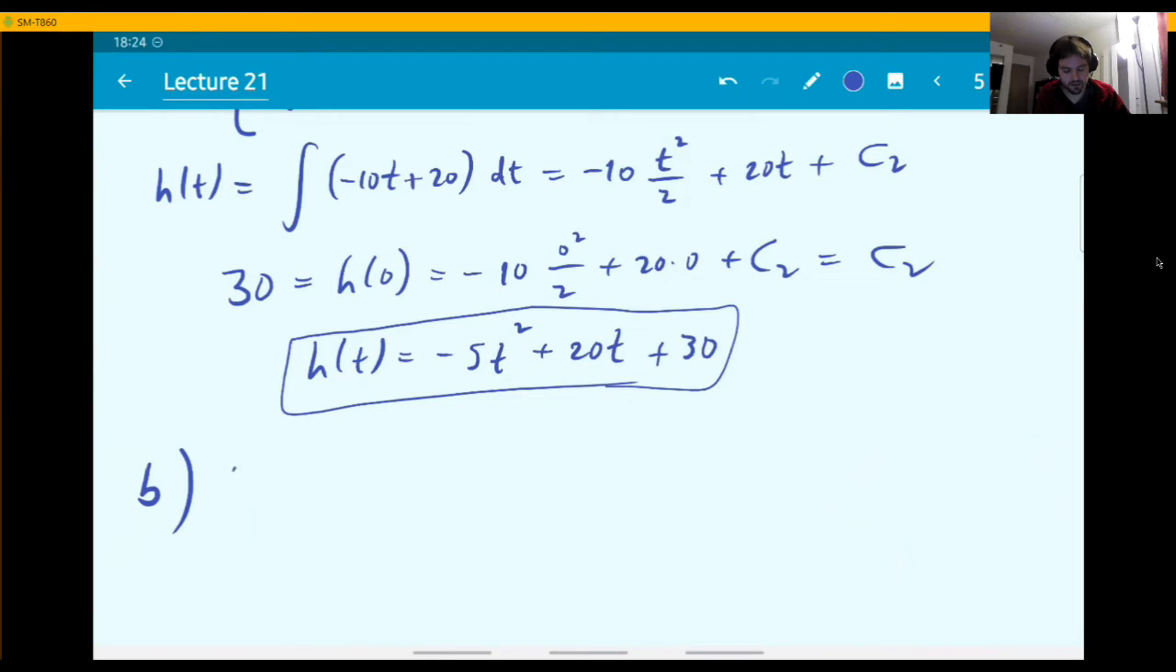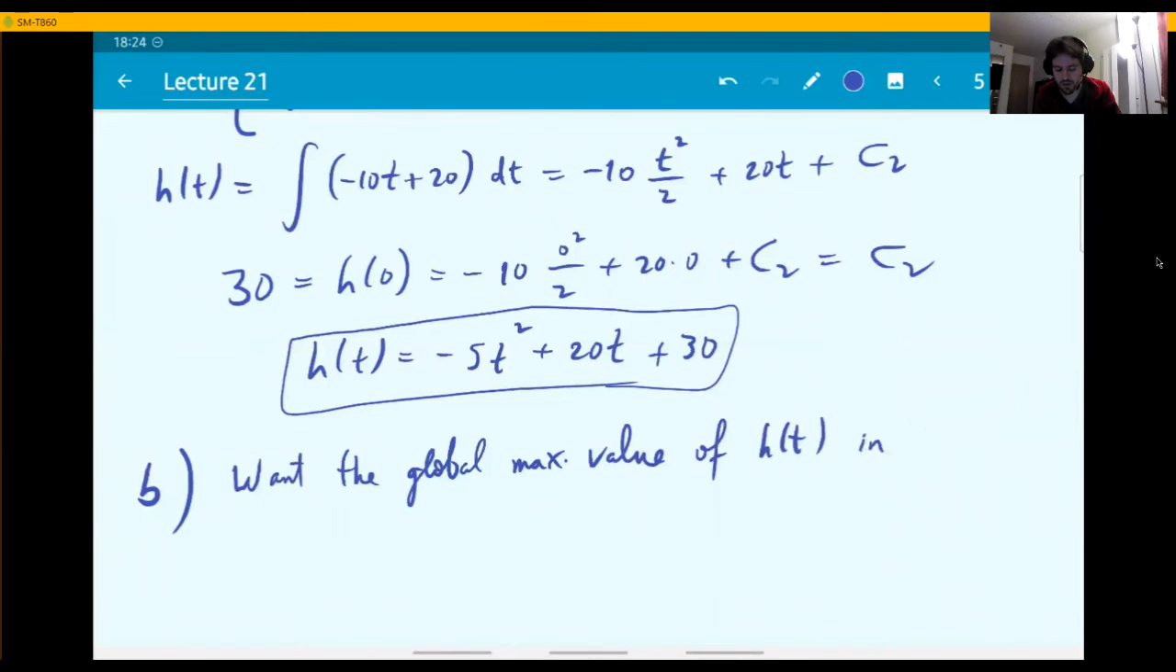We want the global maximum value of h in the domain between 0, when time starts, and technically infinity, if you don't know where it's going to stop when the ball reaches the ground. Just imagine this ball is going to keep falling forever. But initially it starts going up. So it goes up, reaches a global max, and then starts going down. We're going to be able to find that global max with the derivative.